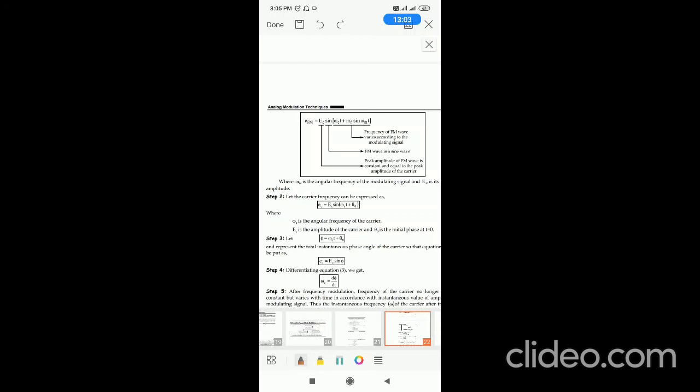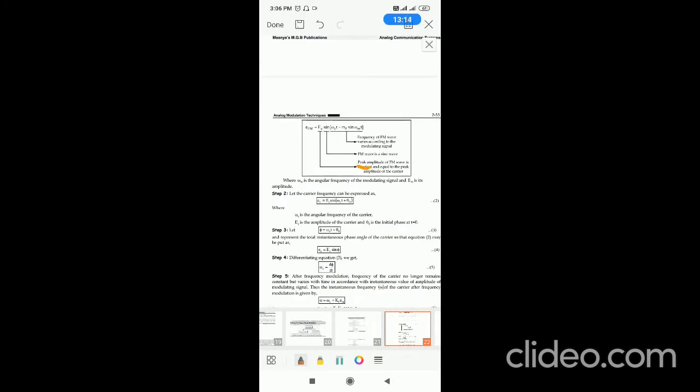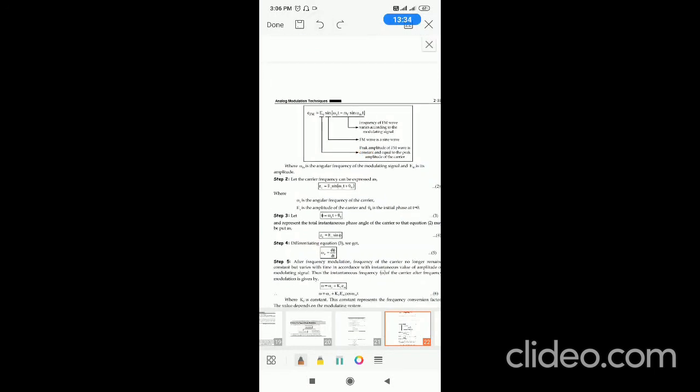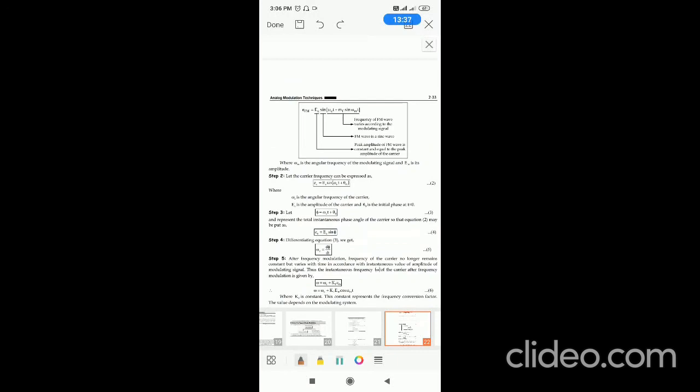Let phi equal omega ct plus theta naught, representing the total instantaneous phase angle of the carrier. So ec equals EC sin phi, where phi equals omega ct plus theta naught. Omega c is equal to d phi by dt.